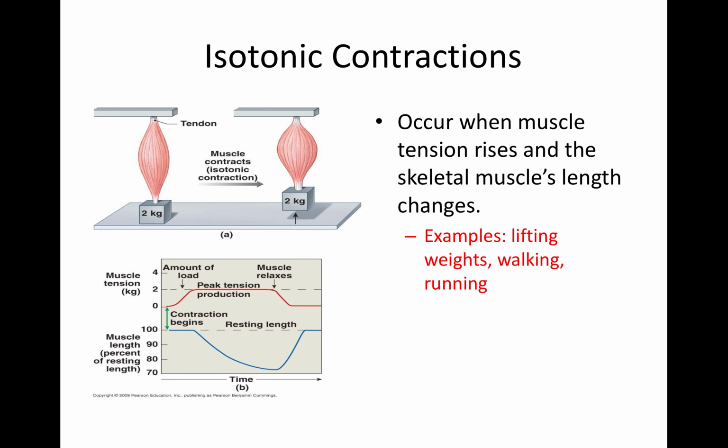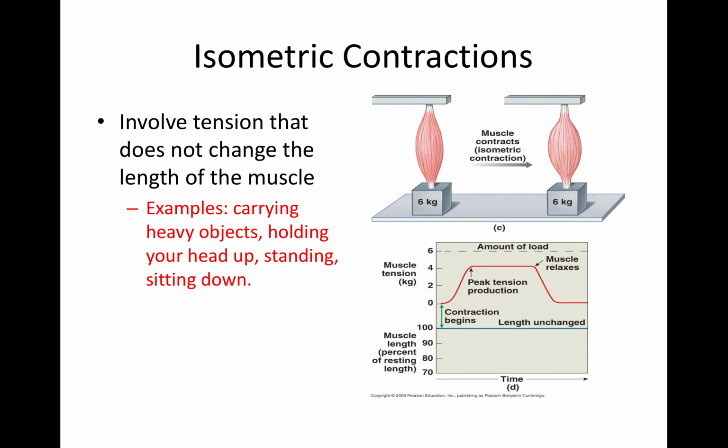We then took a look at different types of contractions. There's two types of muscle contractions. There's isotonic contraction, which means when the muscle contracts, its length is changing. So when you lift weights, you're changing the length of your muscle. Your muscle shortens as it contracts. And then there's isometric contractions, where you're applying tension to your muscles, but you're not changing the length of your muscles. Some examples of this are if you're carrying heavy objects or just standing up, your muscles are contracting, but you're not changing their lengths.